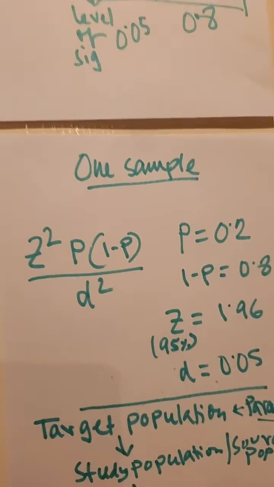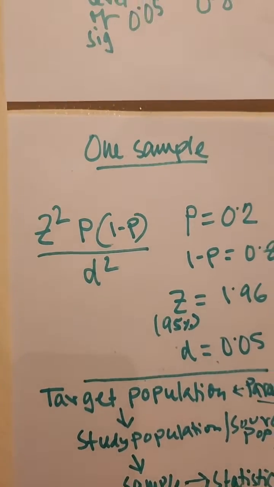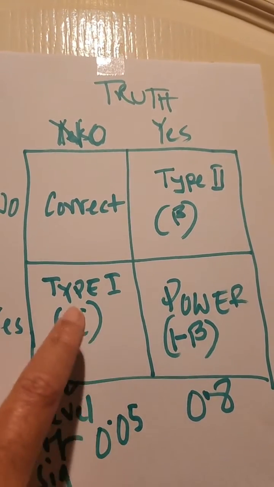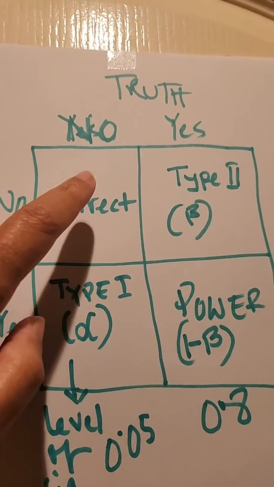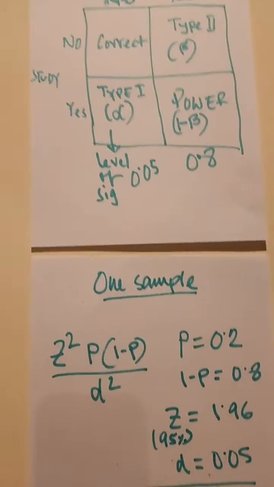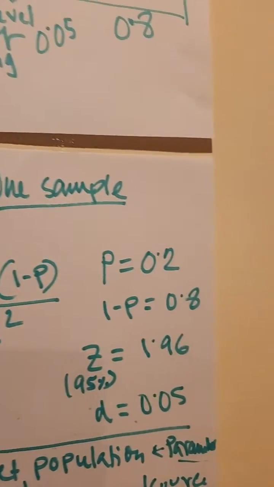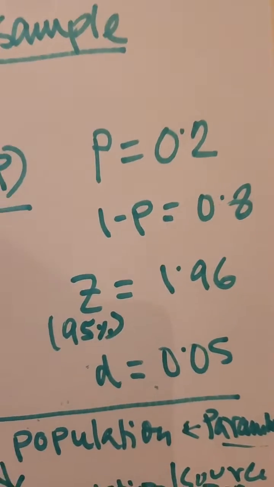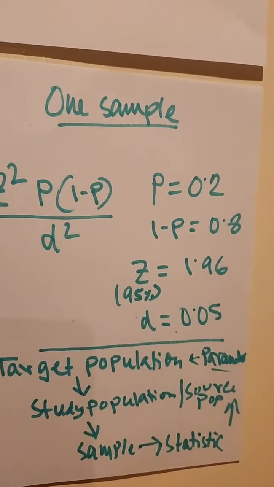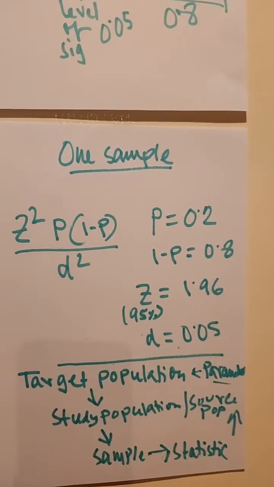And Z is, if you think that your confidence level is 95%. And actually this is the confidence level. So this is the level of significance and this is the confidence level. If you say that your confidence level is 95, then the Z statistic for that is 1.96. You can find that number from a table. And from this, you can actually calculate the sample size for a one sample situation.